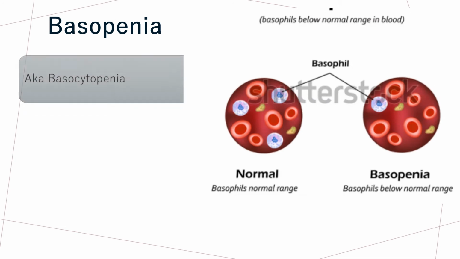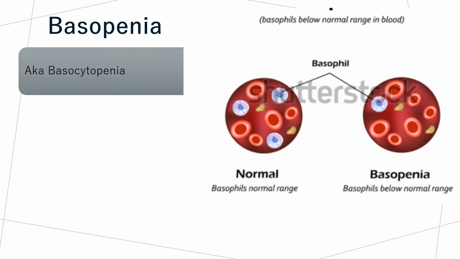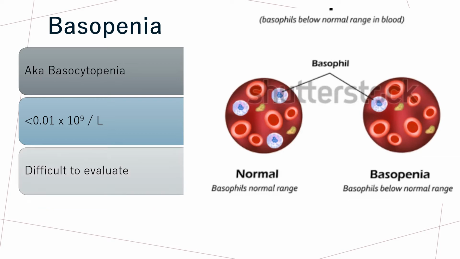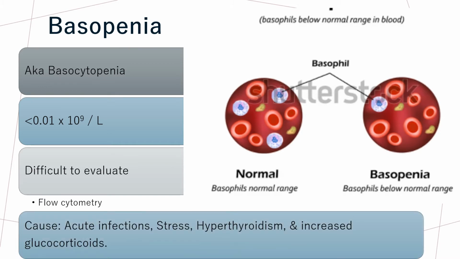Basopenia, or basocytopenia, is associated with a deficiency of basophils. The decrease in the number of basophilic granulocytes in the circulating blood can be defined as less than 0.01. This may be very difficult to evaluate due to the small and variable number normally present in blood. Flow cytometry is used to detect basopenia. Common causes of basopenia include acute infections, stress, hyperthyroidism, and increased glucocorticoids.